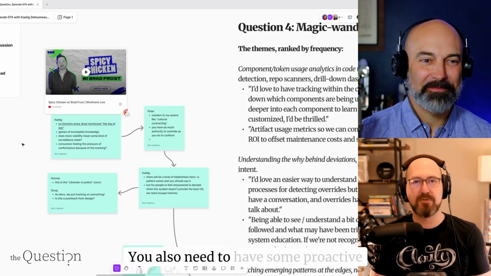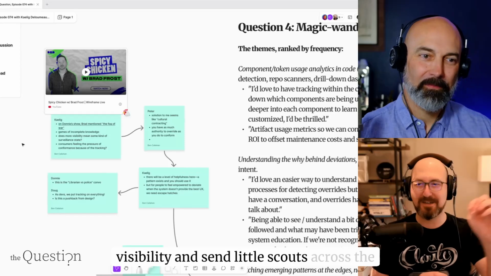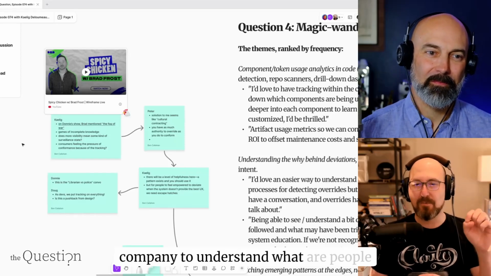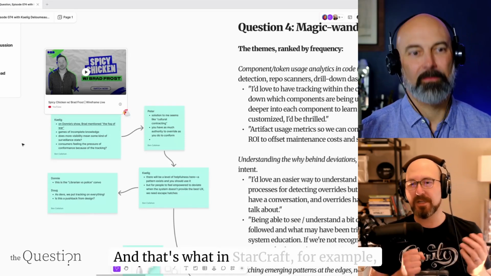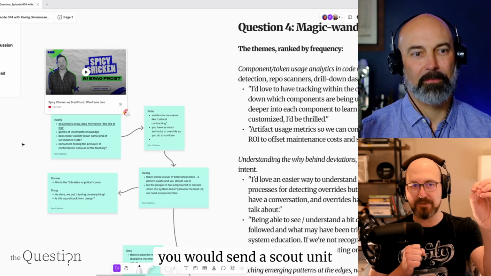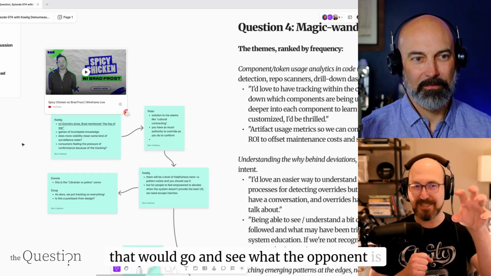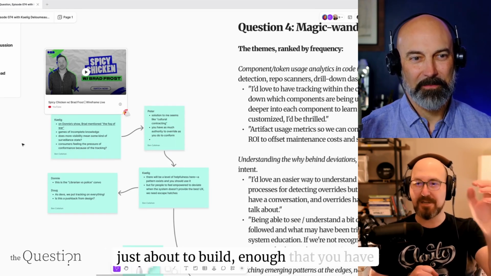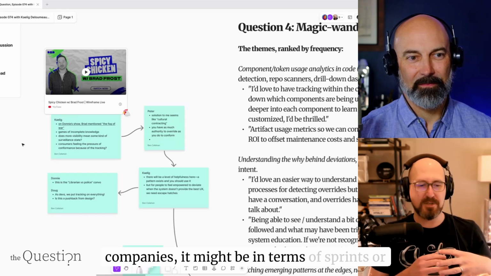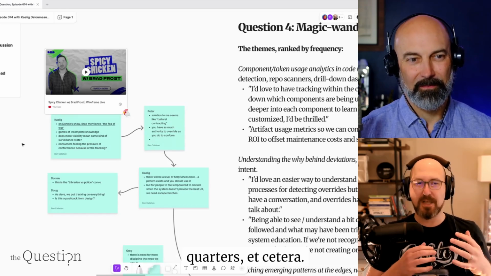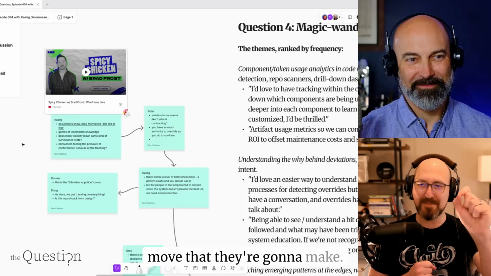You also need to have some proactive visibility and send little scouts across the company to understand what people are actually trying to build before they've even built it. And that's what in StarCraft, for example, you would do: send a scout unit that would go and see what the opponent is just about to build, enough that you have time to respond. At a company, it might be in terms of sprints or quarters, etc. In StarCraft, it's a matter of, okay, now I know I have 30 seconds to respond to this move that they're going to make.